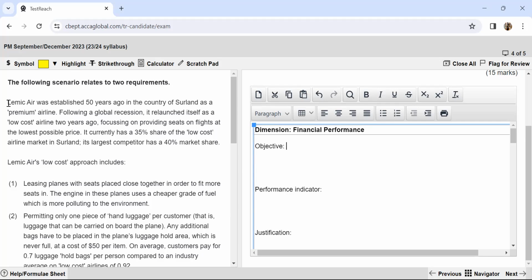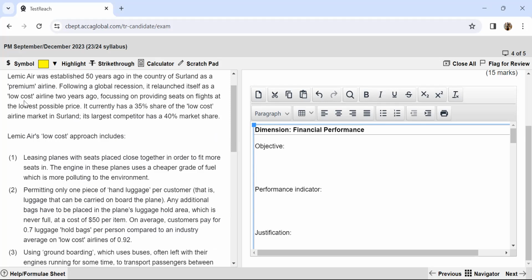Okay, let's get started. Lemic Air was established 50 years ago in the country of Ireland as a premium airline. Following a global recession, it relaunched itself as a low-cost airline. So they've gone from premium to low-cost 2 years ago, focusing on providing seats on flights at the lowest possible price. So they are a low-cost airline presently. It currently has a 35% share of the low-cost airline market.